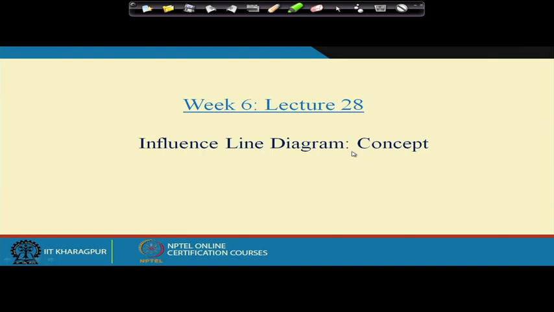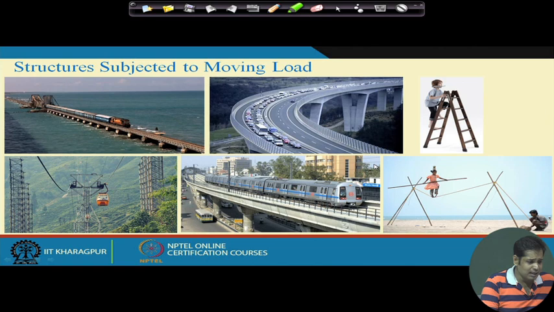You see, these are some structures, there are many. They are subjected to dead load anyway, dead load is always there, but the primary load they are subjected to, in this case a railway bridge, is the train moving, which means the train changes its position. Then the flyover, where the vehicles are running, and the position of the vehicles is continuously changing.